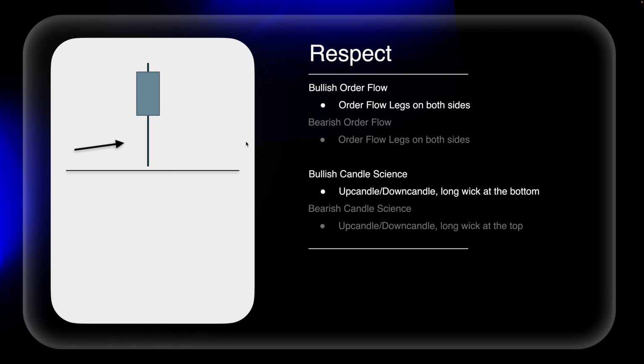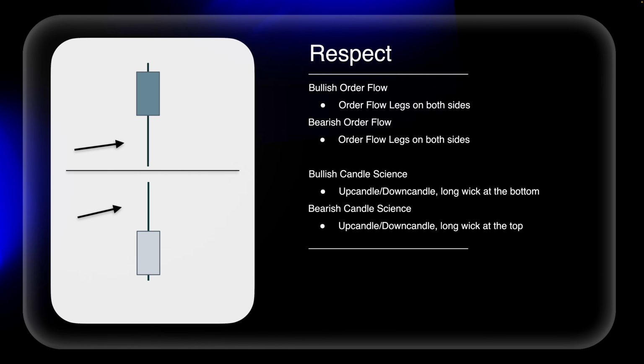Then for a bearish example, if we create a bearish respect candle, so that bearish order flow, we have order flow lags again on both sides of the market, but now first going higher to then going lower. So bearish candle signs, again, up candle, down candle is not very significant as long as we have that long wick at the top, which looks something like this, where we first have bullish order flow lags going higher to then bearish order flow lags going lower, creates that long wick at the top.